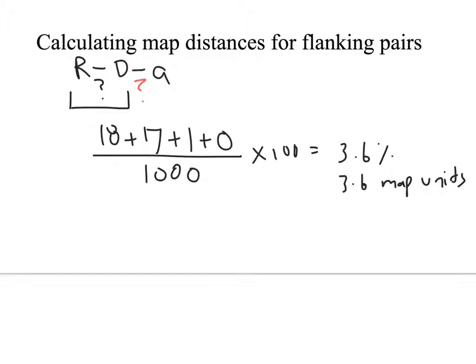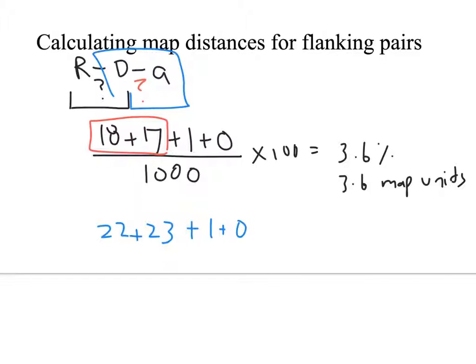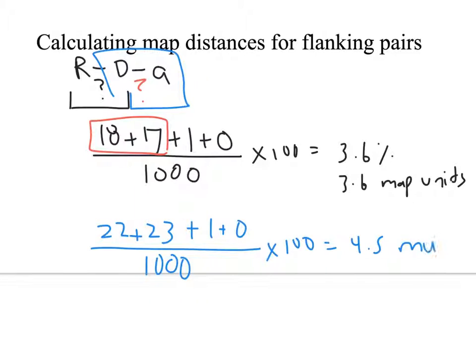Between D and A works just the same. The only difference is that you're going to add 2 slightly different numbers. You don't have the single crossover events with respect to R and D, but you want the single crossover events with respect to D and A. So in this case, you substitute 18 and 17 for 22 and 23. If you look back to the table, those will be the 2 single crossover events that are associated with D and A. But again, you include the double crossover events. Why? Because those are also associated with crossing over between D and A. Multiply those up by 100, formula looks just the same, and what we end up with is 4.5 map units.